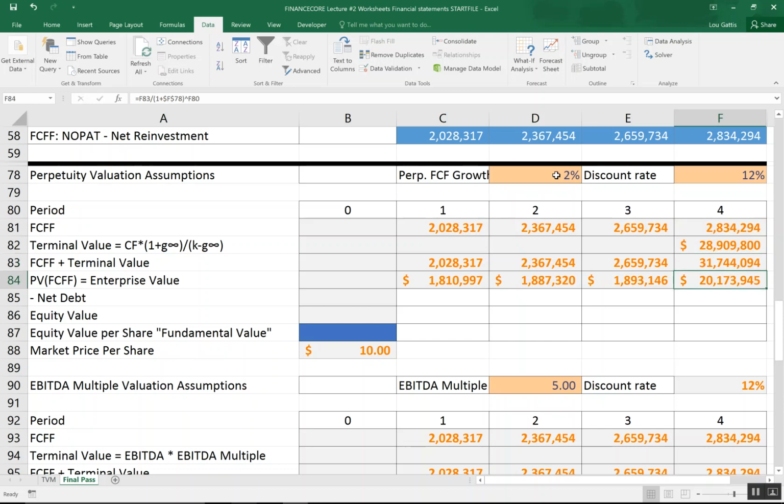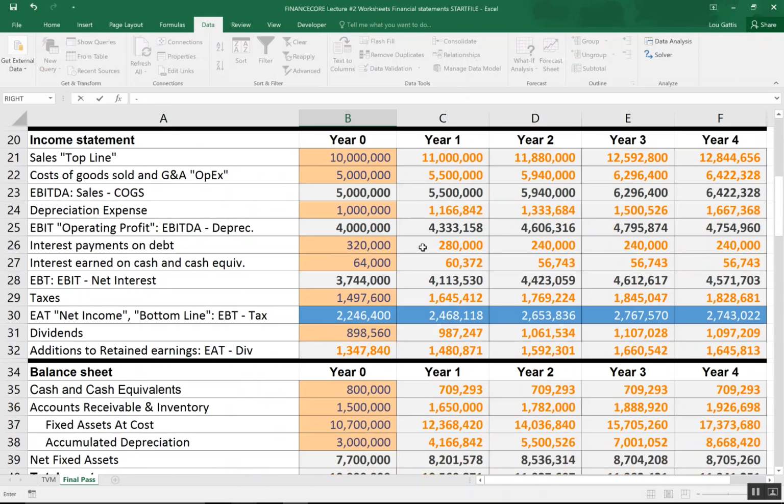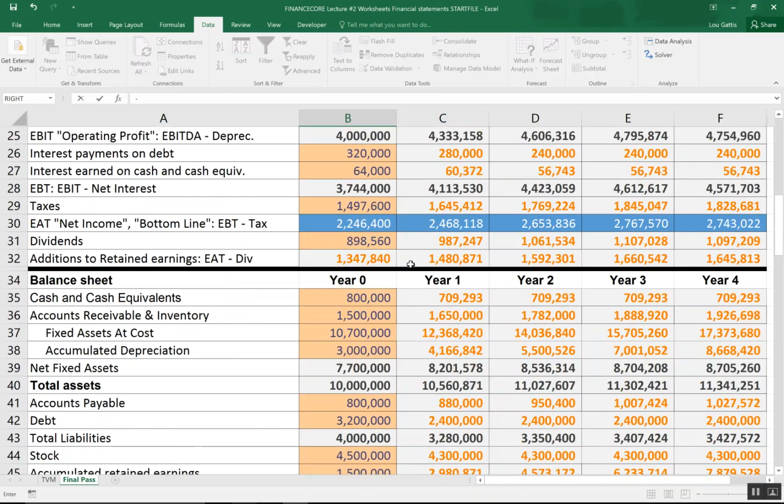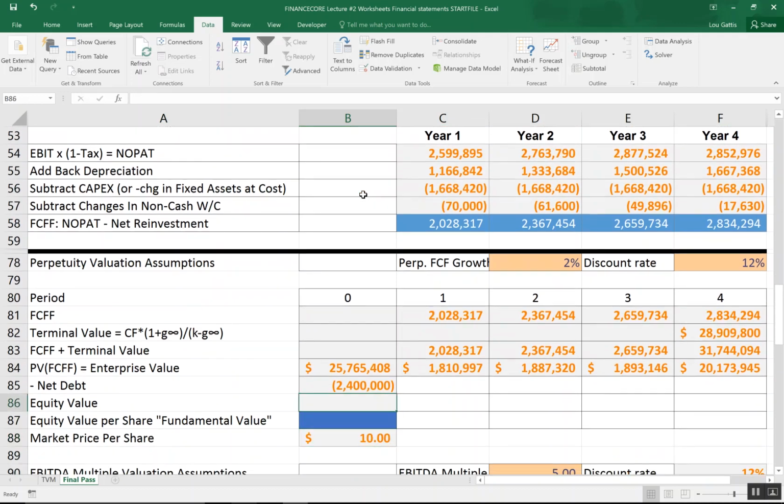I can then take the present value of that $30 million, and here are the present value of all cash flows. I can sum those up. So here's the present value of all future cash flows. I can subtract off my net debt, which is a little bit above here, my net debt today. So my net debt, I'm going to do minus 3.2 million minus cash of 800. So there's that 2.4 million. I'm going to add that up.